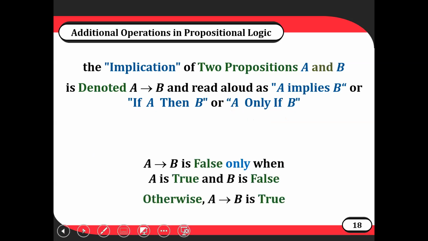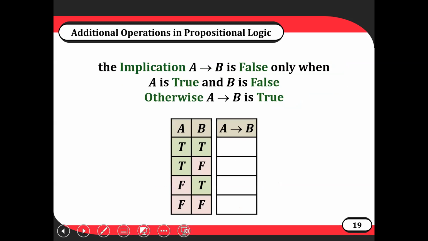But A implies B is false only when A is true and B is false. Otherwise, A implies B is true. So let's take a look at what this means. The truth table is of course quite simple.